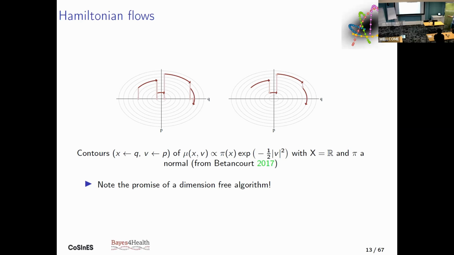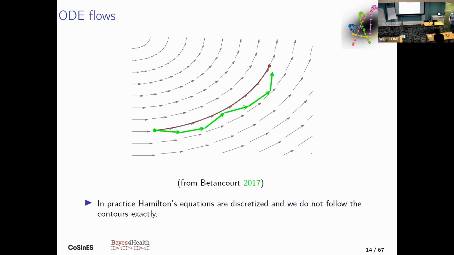And Monte Carlo algorithms that exploit these things, for a random length of time, follow the contour and then you resample the velocity. So you change contour and you follow the thing. So that's how these things work in an idealized world. But in practice, what you've got to do is discretize. And by discretizing, you do not, in general, follow the contour. So that's the real world, and you've got to deal with that.